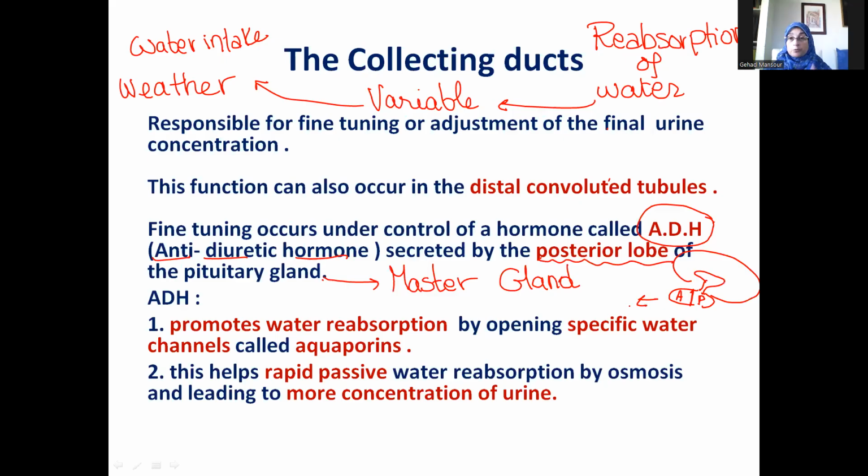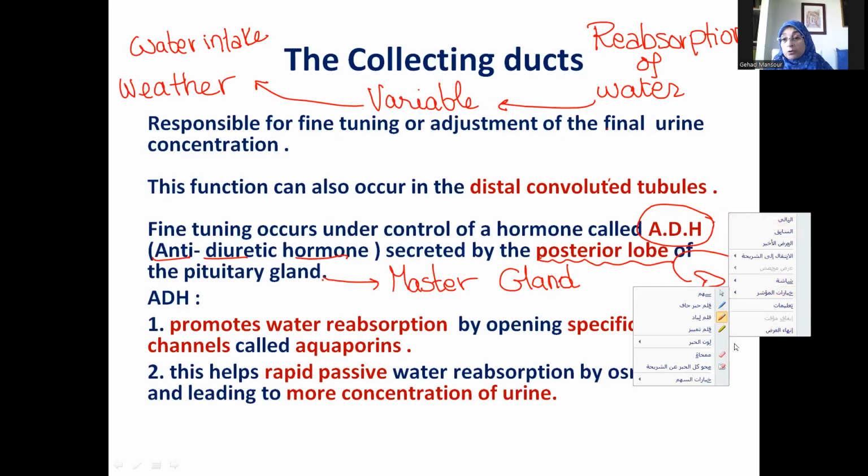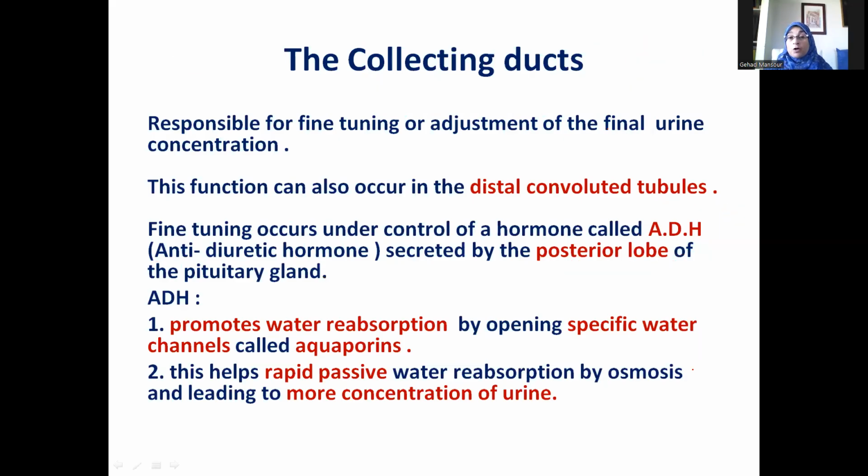I'm magnifying it, and the size is out of proportion in order to show you that we have an anterior lobe and a posterior lobe. The anterior lobe, of course, will be towards the anterior part or the front part of the body, and the posterior lobe will be towards the posterior part of the body. What does the antidiuretic hormone do? It promotes water reabsorption from the collecting ducts.